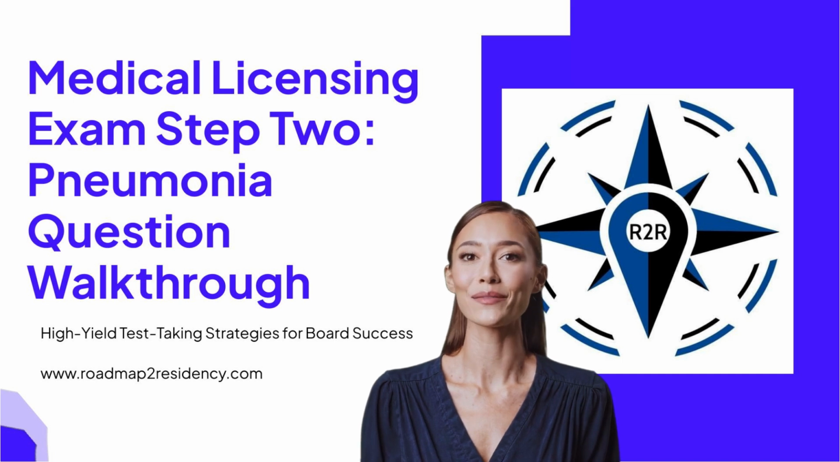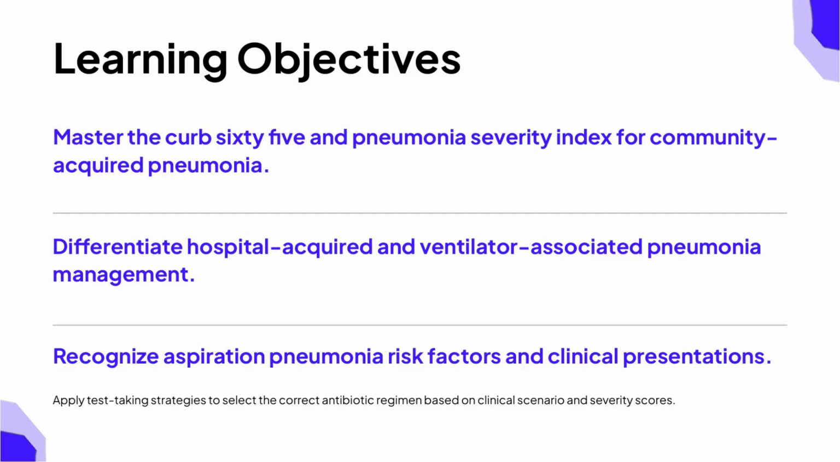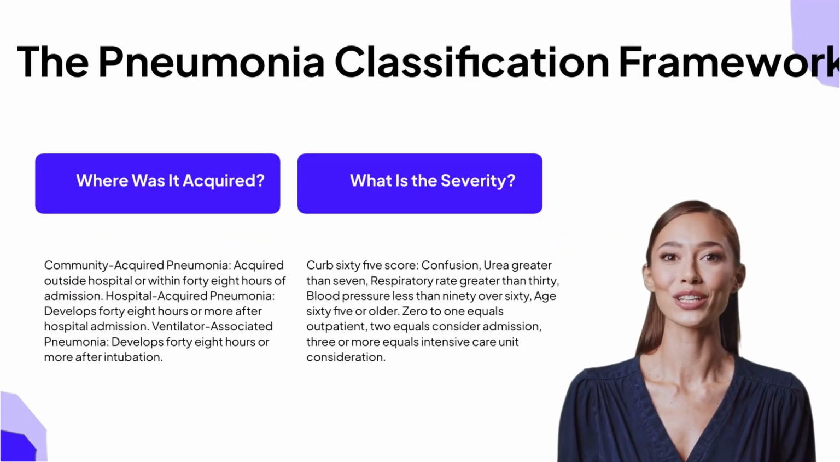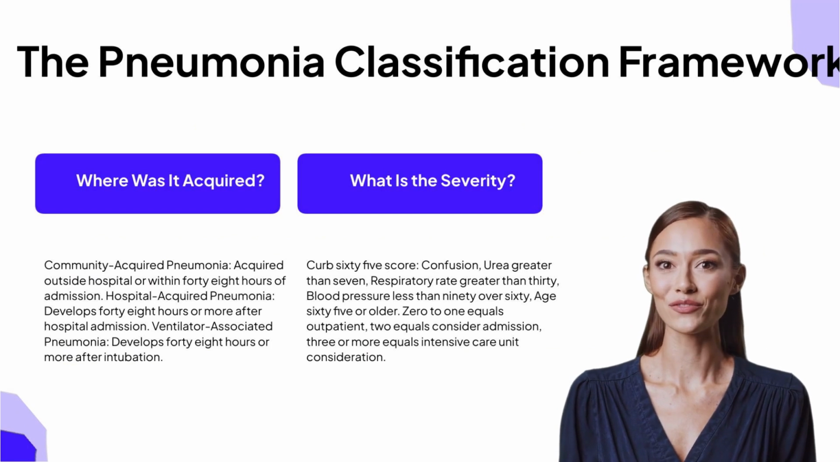Let's get started. By the end of this video, you'll be able to rapidly calculate the CURB-65 score, select the right antibiotics based on clinical setting, and recognize those classic question stems that signal specific diagnoses. The exam loves to test your ability to integrate severity scores with antibiotic selection, so pay close attention to how these concepts connect. Before diving into questions, let's establish the critical framework.